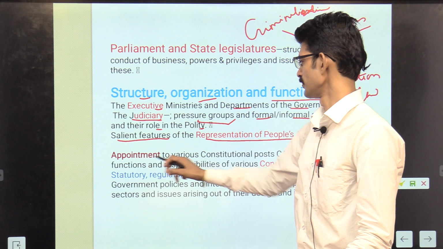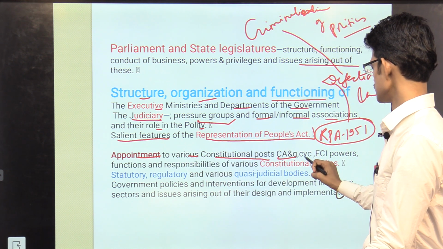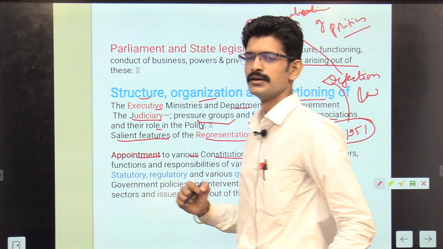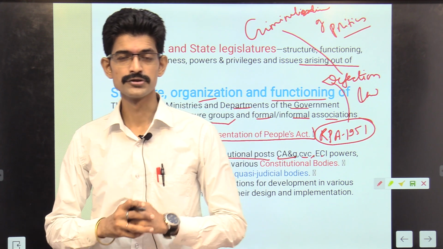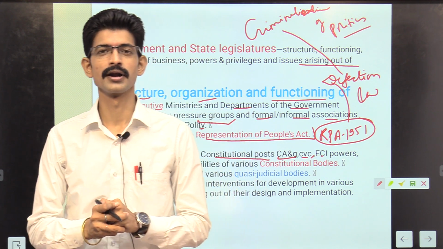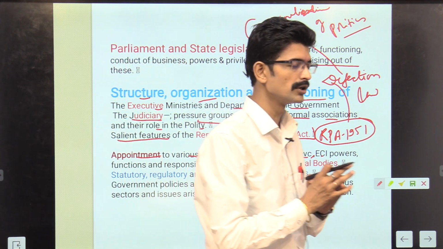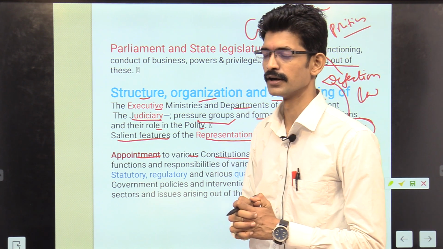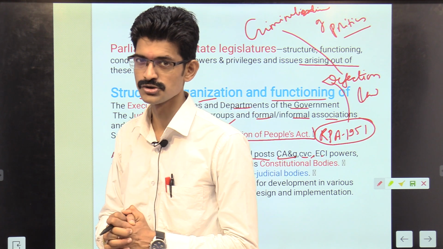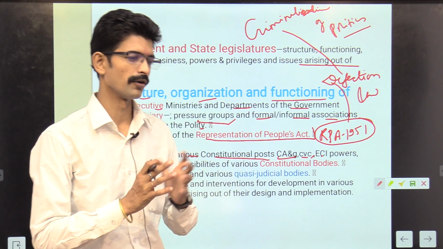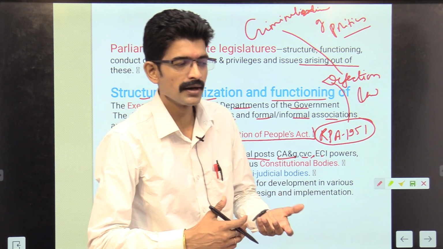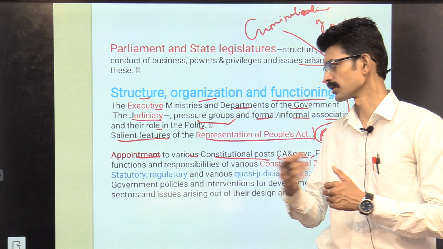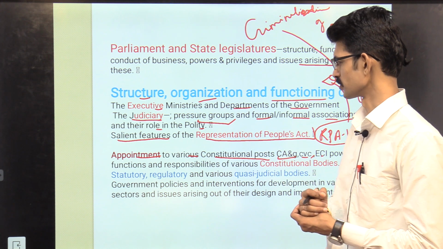Further, we see the appointment to various constitutional posts: CAG, CVC, Election Commission of India, the Comptroller and Auditor General of India, and the Central Vigilance Commission of India, which looks into vigilance matters. Then the Comptroller and Auditor General of India looks into the auditing and compilation of accounts of the Government of India and public sector enterprises, Panchayati Raj institutions, state governments and government offices: how the expenditures are being made, and whether the budget allocation has been appropriated according to proper norms or not. That is all part of the Comptroller and Auditor General of India.